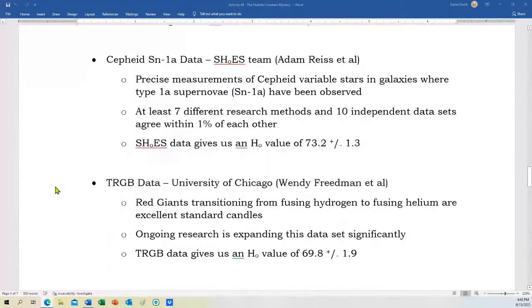On the other hand, we have the Cepheid SN1A data. Allow me to explain. This is data where we're looking at a Cepheid variable that's in a distant galaxy. Okay. And we're also finding in that galaxy a type 1A supernova, and we're using the 2 standard candles to calculate the distance to the galaxy. And so if we have 2 standard candles, accurate, right? Give you pretty accurate. And they have used 7 different research methods, 10 independent data sets. Many of these groups have worked independently, deliberately not talking to their colleagues, doing the same stuff. And this is the SHOES group, the supernova H0 equation of state group.